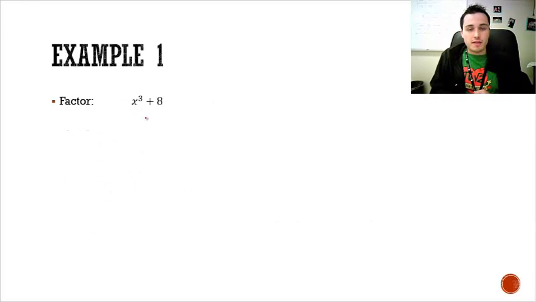If I want to factor this, first of all, are they both perfect cubes? x cubed, yep. 8, yep. Both of them are perfect cubes. The cube root of x cubed is x, and the cube root of 8 is 2. I'm going to write those down because I'm going to use them: x and 2. Now I'm going to fill in my little template. Then the first thing is a and b, or x and 2.